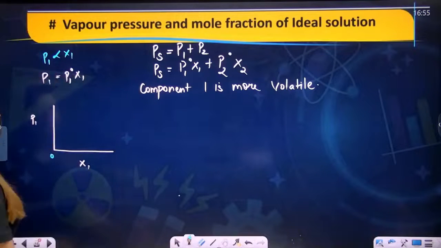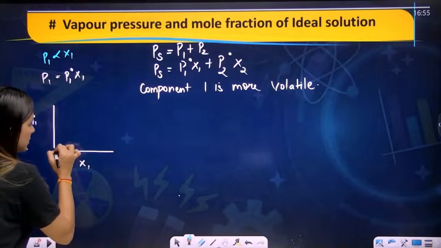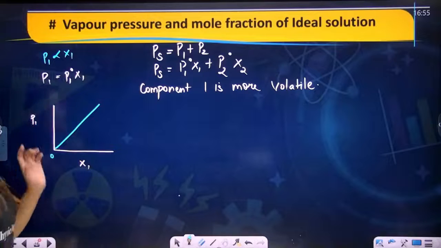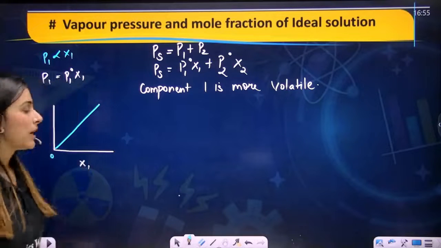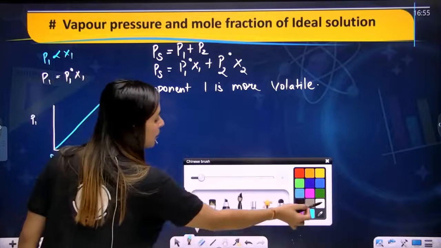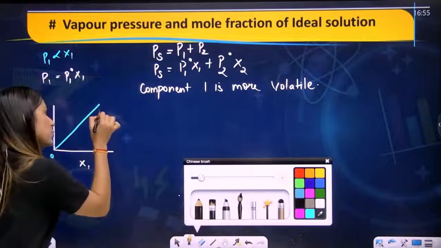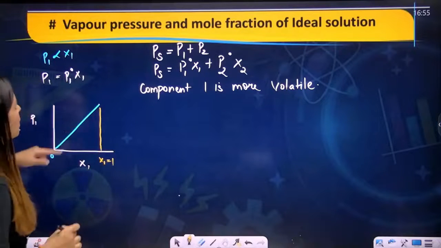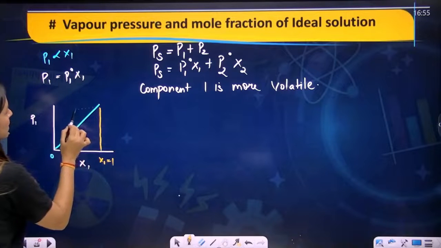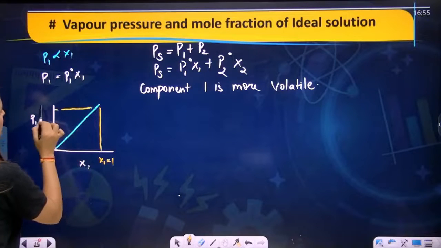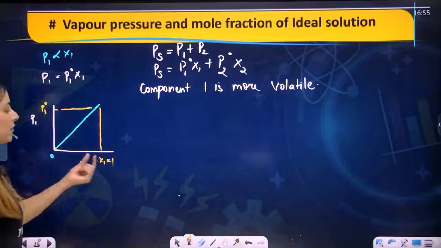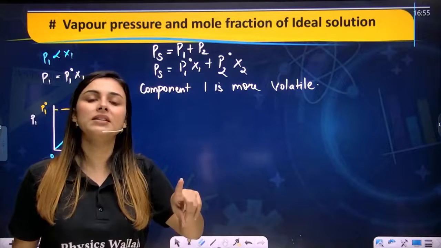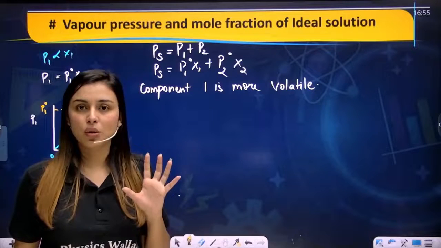So I can say that as we increase the mole fraction, the vapor pressure will increase in the same way. There will be a point where the mole fraction x1 is equal to 1, and the corresponding vapor pressure will be P1 naught. When the mole fraction is equal to 1, it means you have only one component present, which is your first component, right?